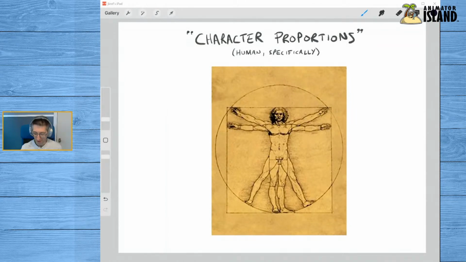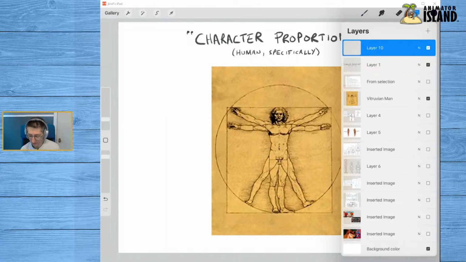All right, you see here we have the Vitruvian Man by Leonardo da Vinci, based on the work of an architect named Vitruvius, but you don't really need to know that. Today we're going to talk about character proportions, specifically human character proportions. The good news is that all of this can be applied to all sorts of different characters: animal characters, human characters, creature characters. You can even apply a lot of these principles to things like backgrounds or objects. But today we're really going to focus on the human form.